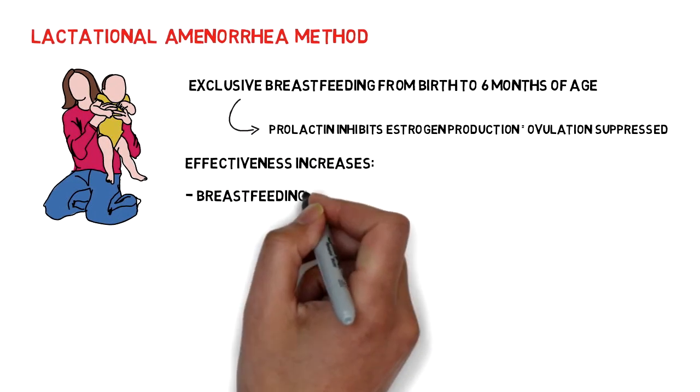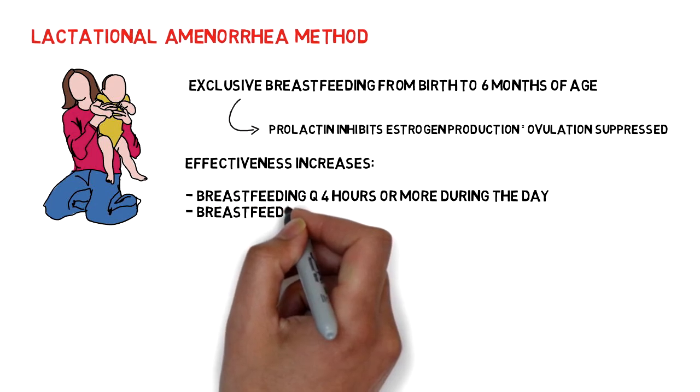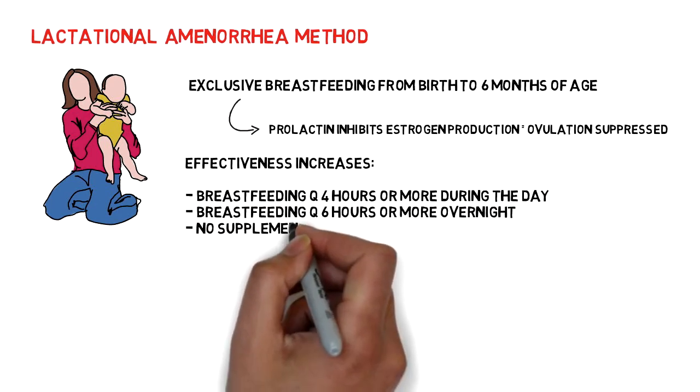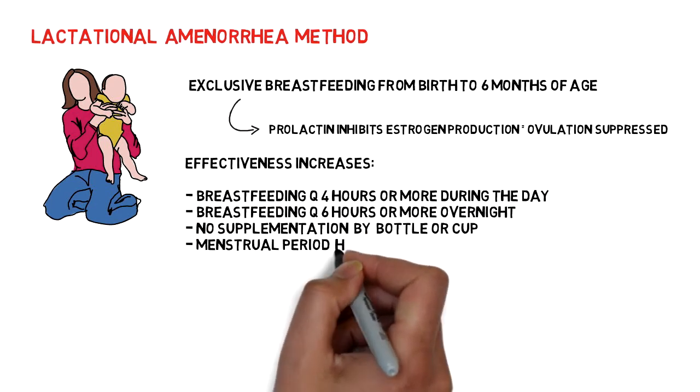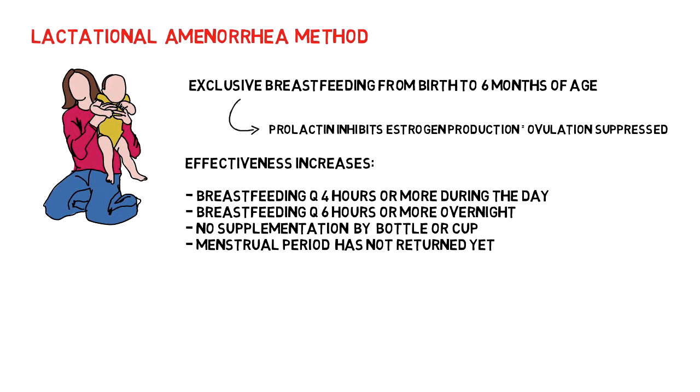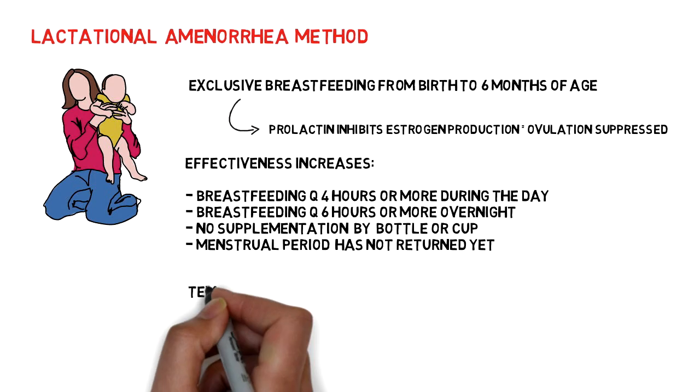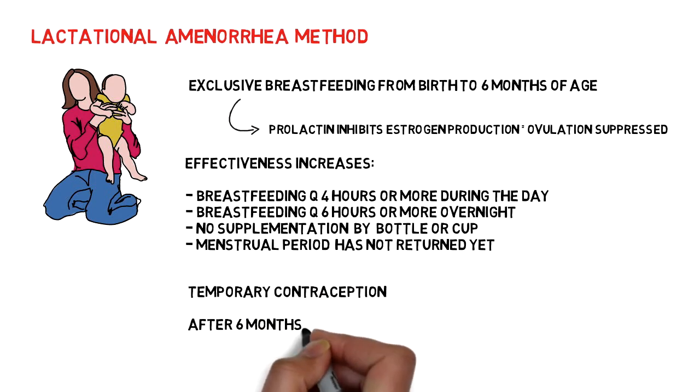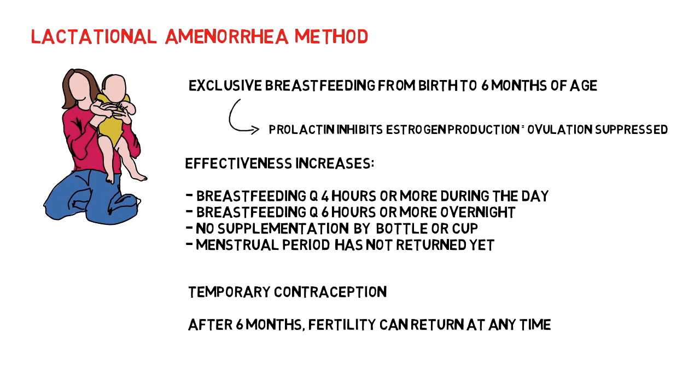It's most effective if mom breastfeeds every 4 hours during the day, every 6 hours through the night, and doesn't use supplementation because this leads to the baby taking less from the breast. Under these conditions, the failure rate is only 2% for women who exclusively breastfeed from 0 to 6 months.